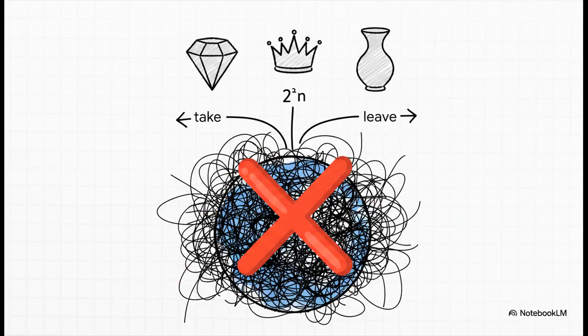Well, the most obvious way is to just try every single combination of items. But if you have n items, there are 2 to the n possible combinations. And as we just saw, that exponential growth makes this problem completely intractable. For just 60 items, the number of combinations you'd have to check is greater than the number of atoms on Earth. So yeah, not gonna happen.